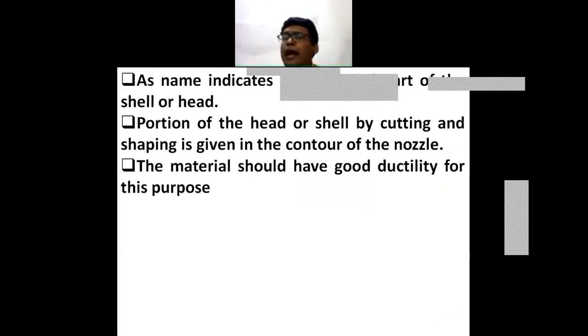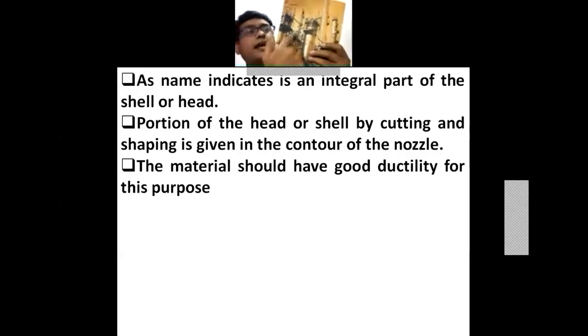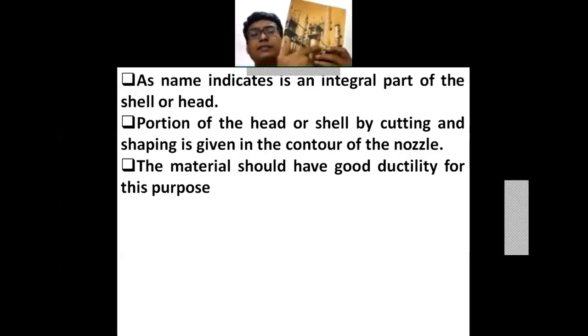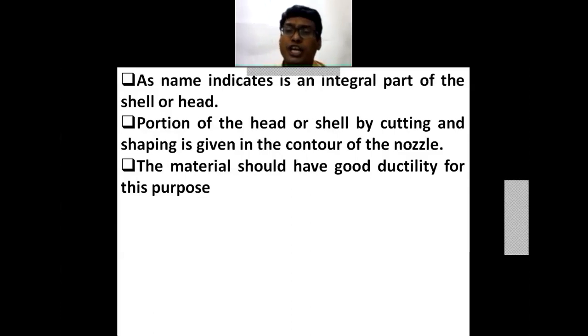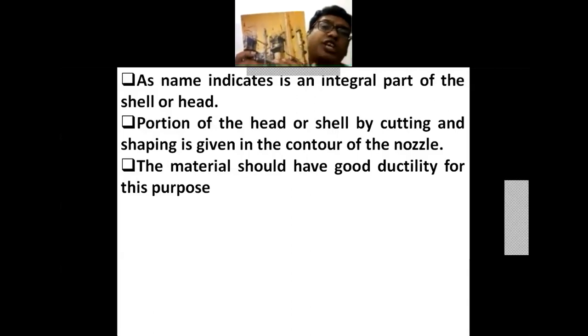Now, if you look at this plate, consider this as a plate, and I am having a hole in that. That is nothing but a hole nozzle. So it will be part and parcel of that plate. That means a shell or a head. So that is what is called an integral nozzle. It is the portion of the head or shell where by cutting and shaping the contour of the nozzle is given. That means I am going to cut the plate and give the shape of a nozzle.